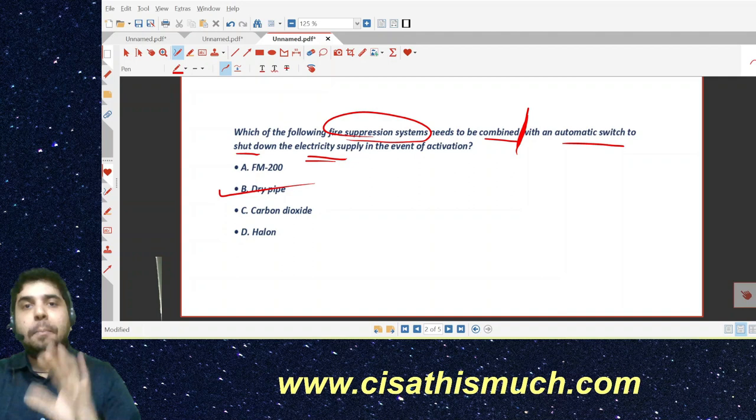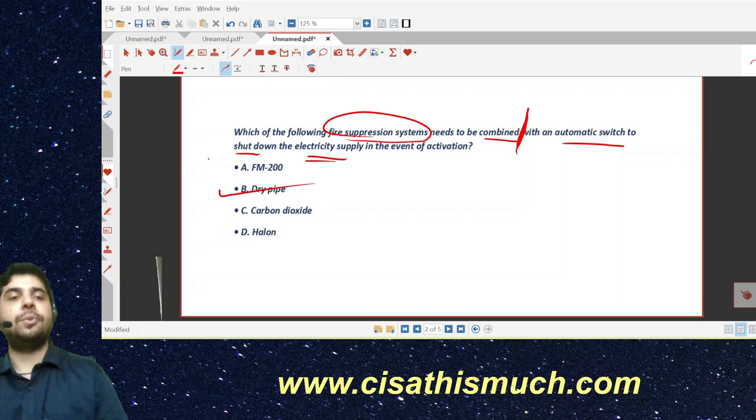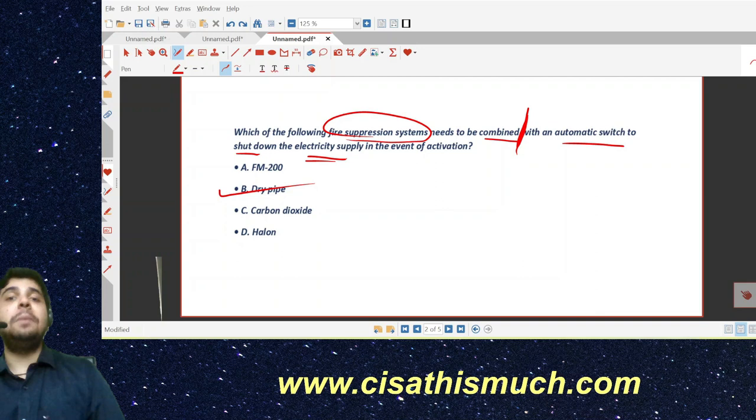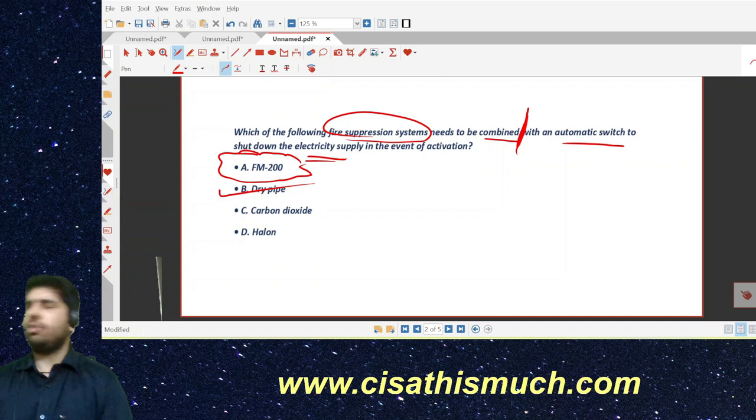90% of the people in the exam have gone with option A, FM 200, right? I'm just assuming that. So here the answer is not option A. Many people may go with option A in the exam. If you don't read the question properly, if you don't understand the question properly, you might end up choosing option A, which is FM 200. But the right answer is option B, dry pipe, right?